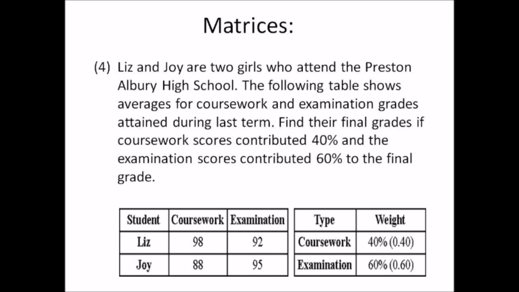Now, don't get concerned about all of this writing on the tables. You have to do your 2 matrices. So for the coursework and examination, use the numbers and write a matrix, and then for the weight for the coursework and examination, use the numbers and write a matrix. Use 0.4 and 0.6. Then you're going to use your numbers and write a final matrix with the final answer for Liz and Joy, their percentages, using the matrices. Remember, it's row multiplied by column. Work it, and then you'll get an answer. 2 simple calculations and you're done.